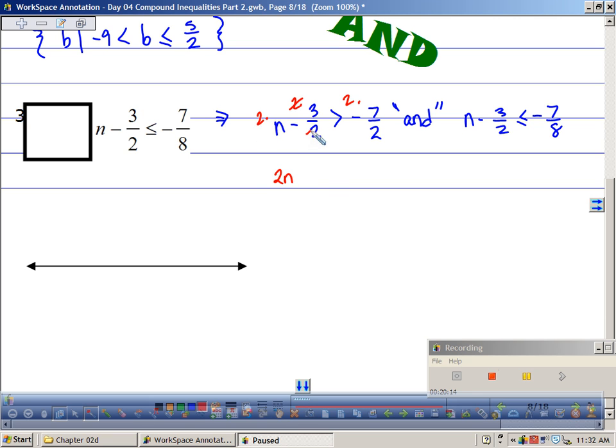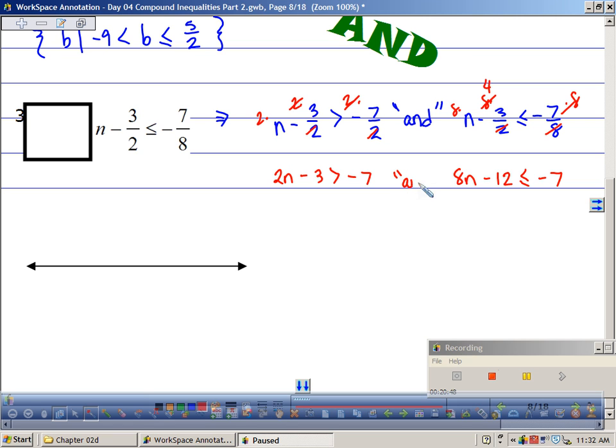2n minus 3 is greater than negative 7. What would I multiply these by? 8. Good. Multiply everybody by 8. What am I left with? 8n. This goes away, and what am I left with? They cancel, and you got 4 left over. So negative what? Negative 12 is less than or equal to, this goes away, and I'm left with negative 7.